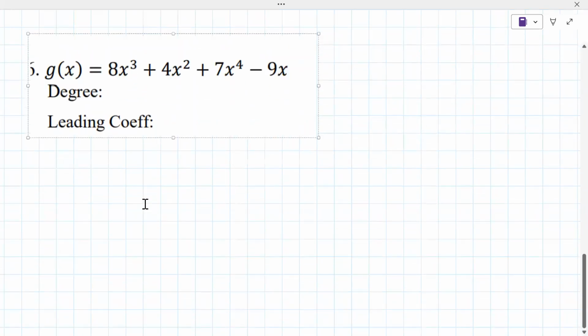What do you see here? 4 and 7 for the leading coefficient. Very good. You weren't gonna make the classic mistake there. Okay, so that's very good here.